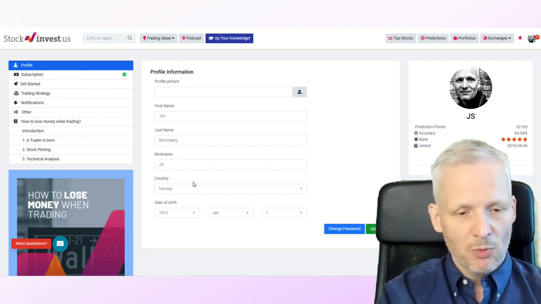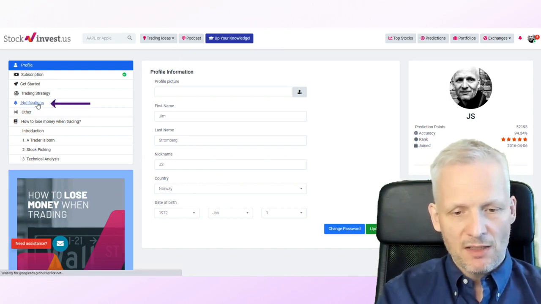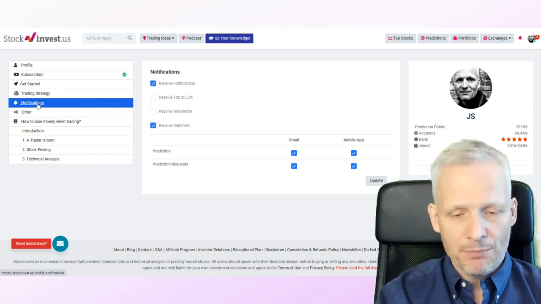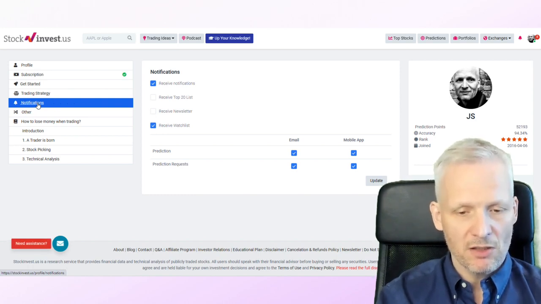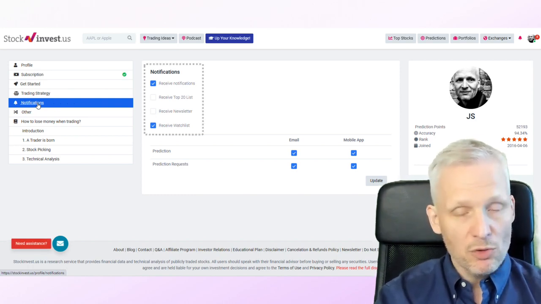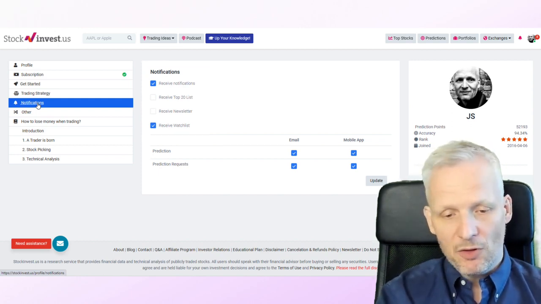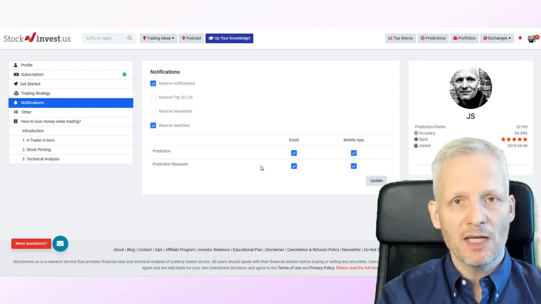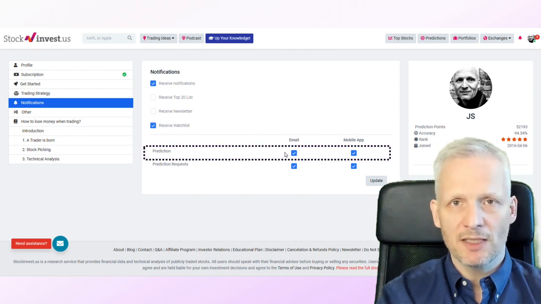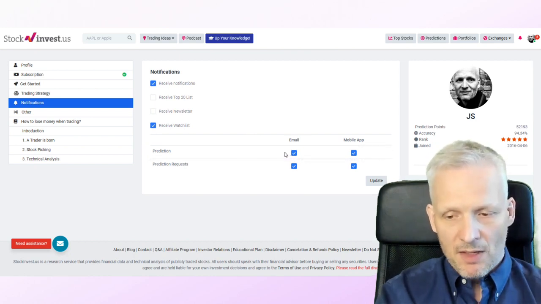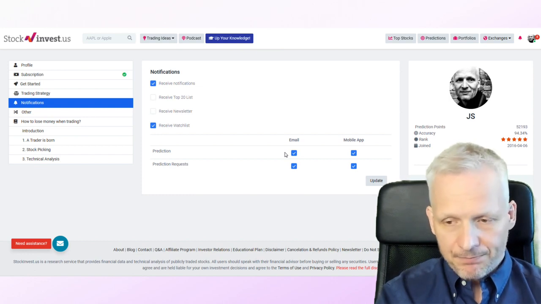But there is much more. You can select notifications, and here you can get push notifications. You can sign up for the newsletter. You will even have your own watch list, and of course you can follow predictions where you will get a notification every time someone predicts a ticker that you follow. And there is so much more.